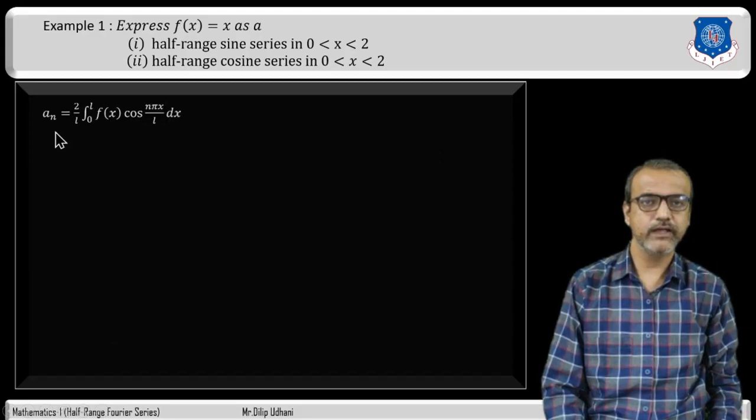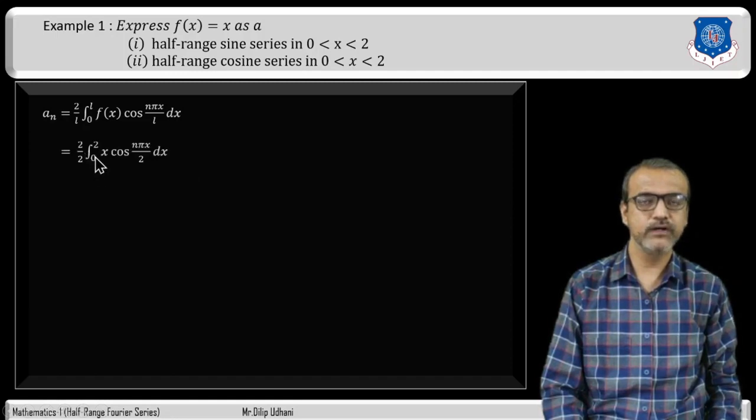Now we will find out an, and the formula of an is 2 upon l integration from 0 to l f of x cos n pi x by l dx. Replacing l by 2, it is 2 by 2 integration from 0 to 2, f of x is x, cos n pi x by 2 dx. Now to integrate this function, we will apply the Bernoulli formula, and 2 by 2 will become 1, so no need to write 1.